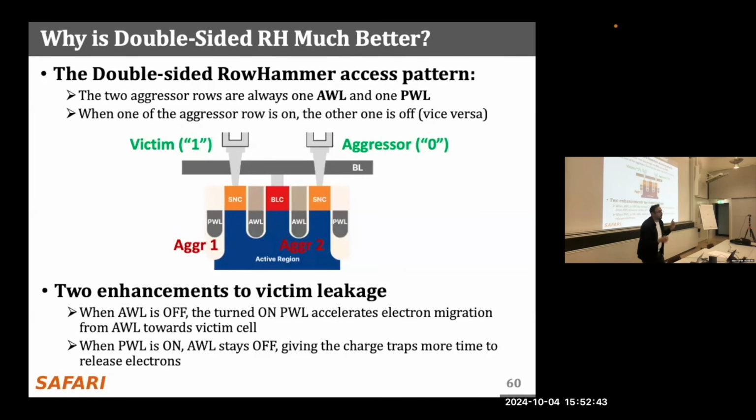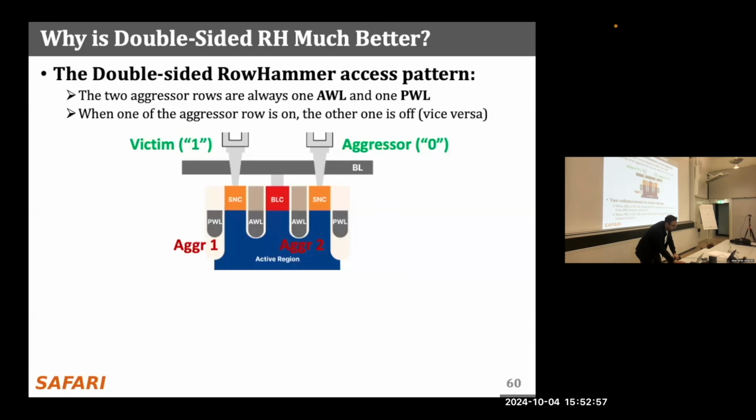When you do this very frequently, the electrons go back and forth very frequently, and there is a higher chance that they can get stuck and they can exacerbate charge leakage. So that's why double-sided RowHammer is better than single-sided RowHammer.